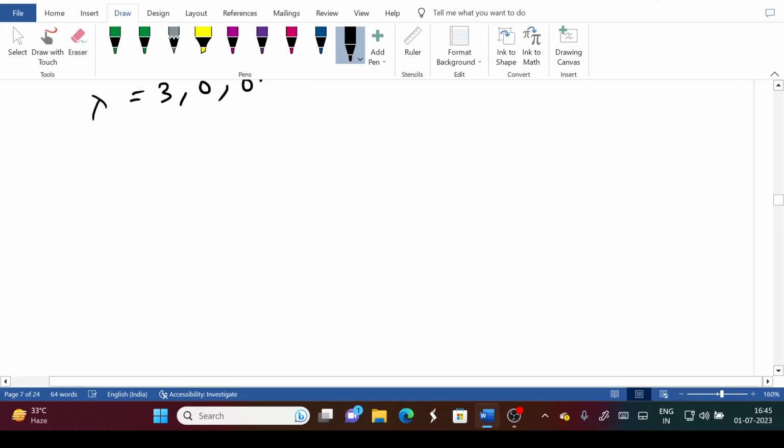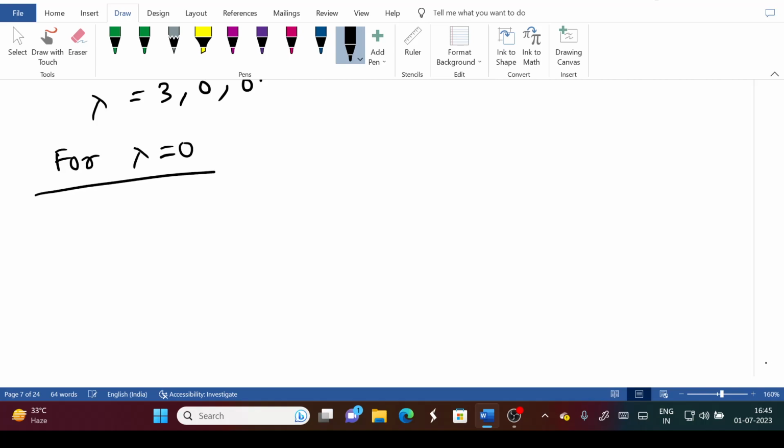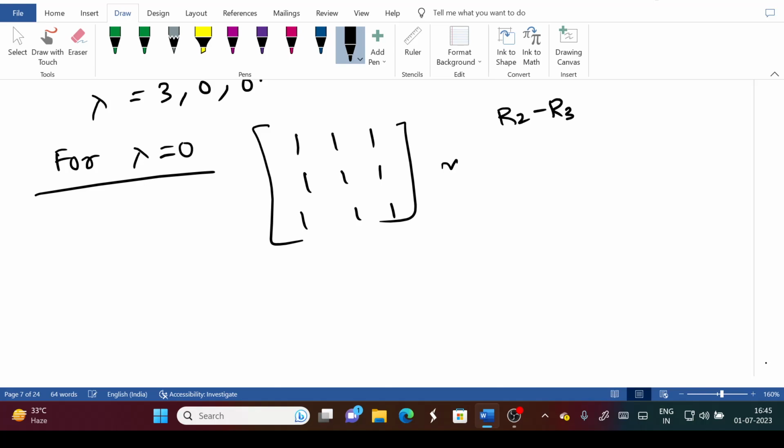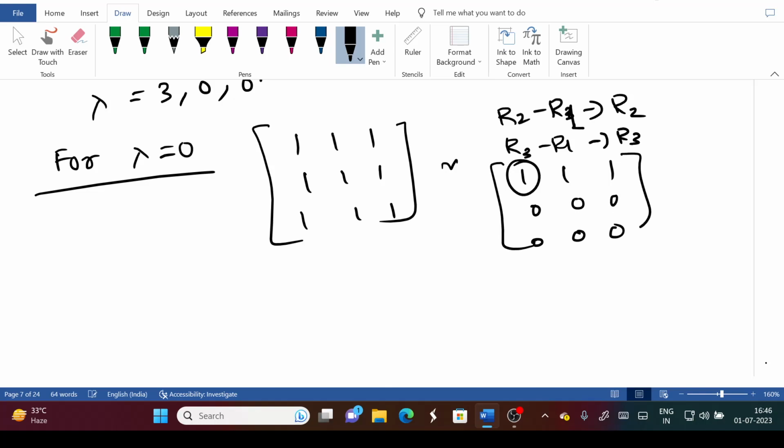Okay, now let us find the eigenvectors. For lambda equal to 0, our matrix does not change. That means [1, 1, 1; 1, 1, 1; 1, 1, 1] is equivalent, with R2 minus R1 stored in R2 and R3 minus R1 stored in R3, to [1, 1, 1; 0, 0, 0; 0, 0, 0]. So it is of rank 1, with one pivot.